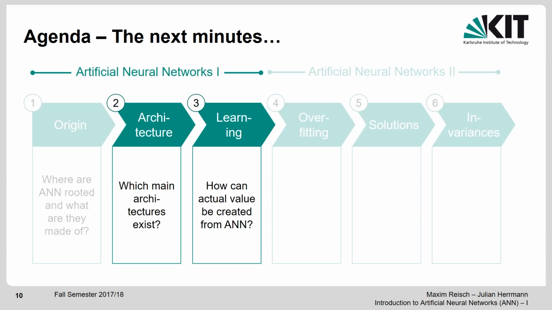So going back to our roadmap, we have now covered the first block about the origin. But we still don't know what a neural network really looks like. So let's continue with the second part about the architecture.